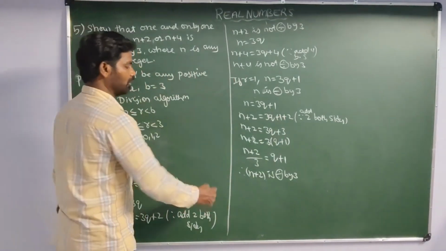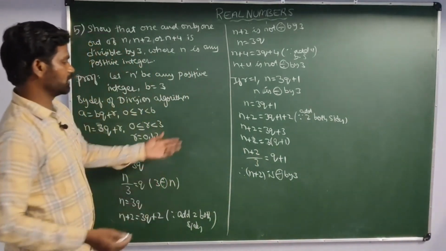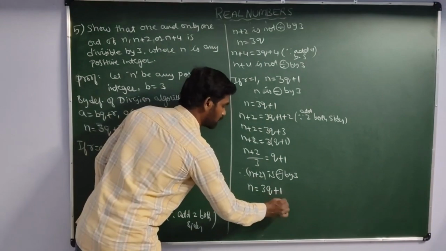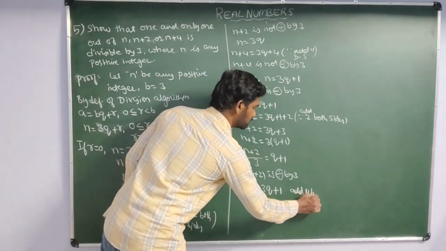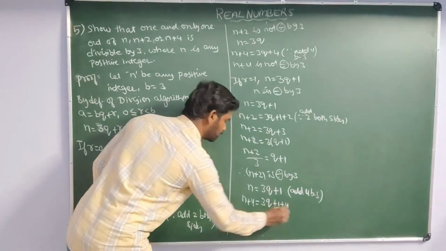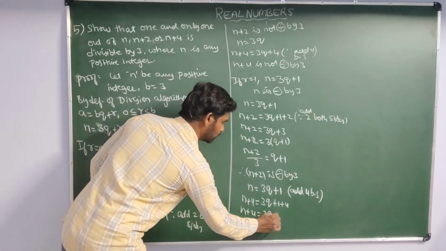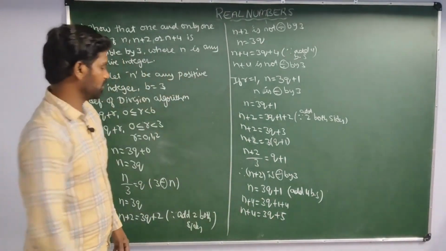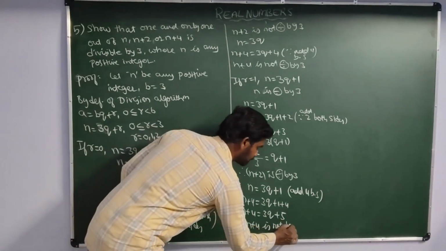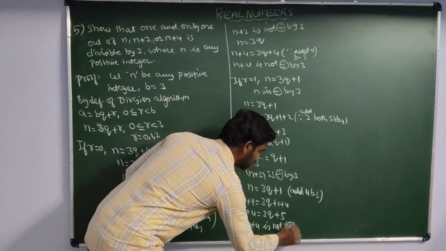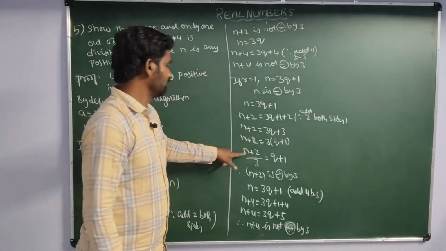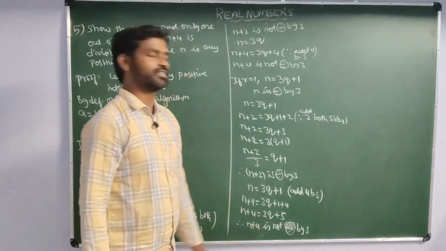Let us check one more, that is n plus 4, whether n plus 4 is divisible by 3 or not. To check that one, first we have to write the equation. What is that equation? N is equal to 3q plus 1. Add 4 both sides. Then n plus 4 is equal to 3q plus 1 plus 4, so n plus 4 is equal to 3q plus 5. Here we cannot take any common. Therefore, n plus 4 is not divisible by 3. So when r is equal to 1, n is not divisible by 3, n plus 2 is divisible by 3 and n plus 4 is not divisible by 3.